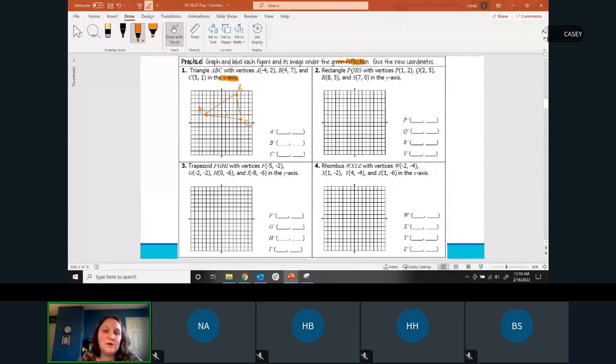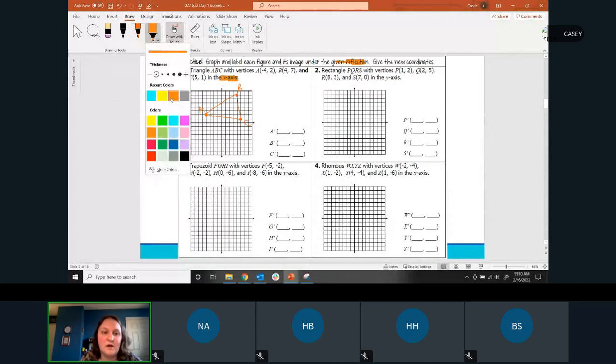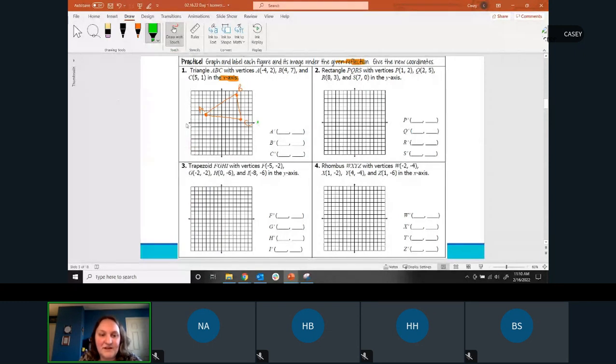I like to highlight my line of reflection somehow, whether it's using a different color pen, or a different style line, maybe a dashed line, just something so I can see that line of reflection. My line of reflection is the x-axis, so I'm going to highlight my x-axis there, in green. What's happening here is our triangle is looking in the mirror, and the mirror is that green line. It sees its reflection. We have to figure out where the reflection is.